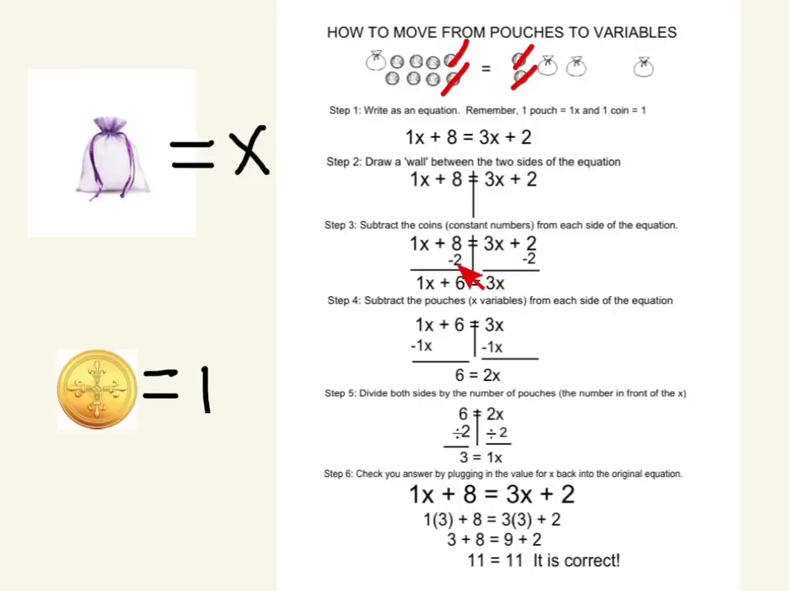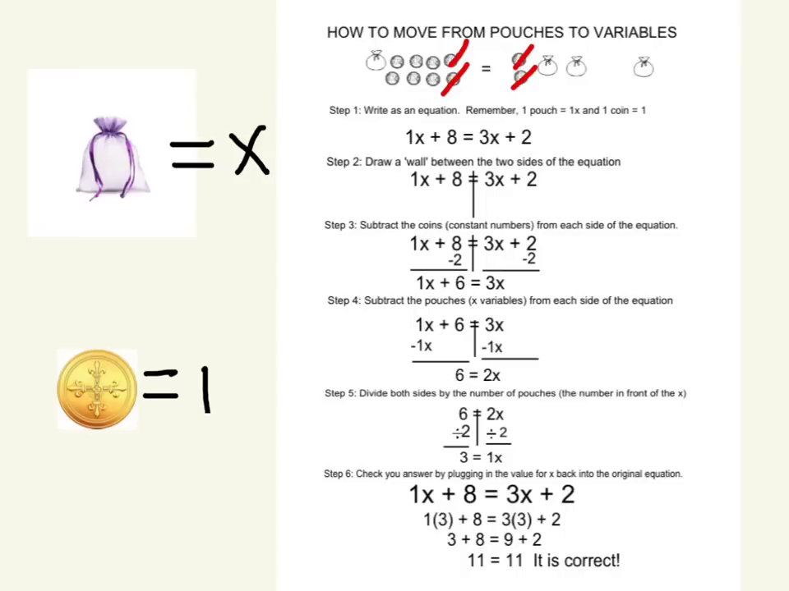So that looks like this using numbers. On the right side, I'm then left with 3 pouches, 1, 2, 3, or 3 X's. And on the left side, I'm left with one pouch and 1, 2, 3, 4, 5, 6 coins, or 6 right here. The 8 coins, take away the 2 coins, and we have 6. So in this third step, we maintained equality by subtracting 2 from both sides.